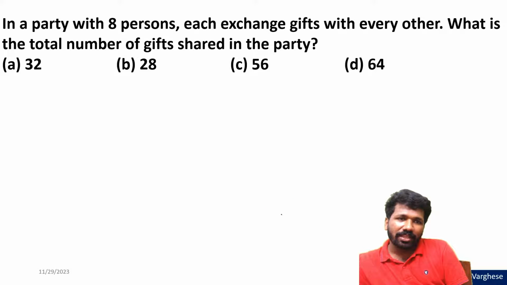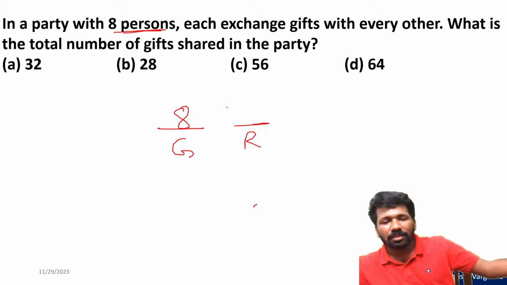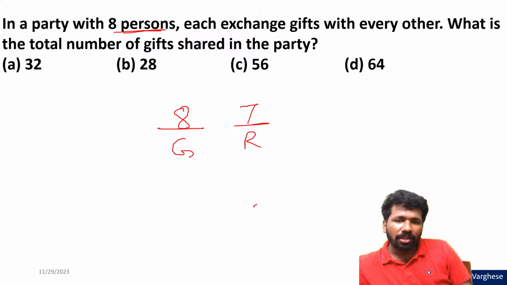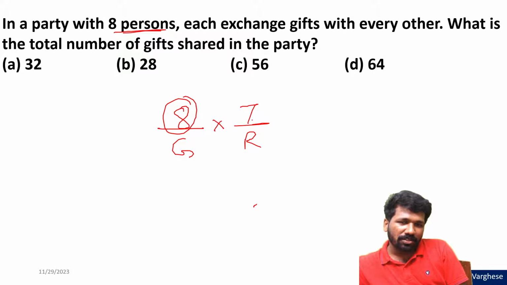8 persons are there and everyone is sharing gifts. For a gift there is a giver of the gift and a receiver of the gift, just like a handshake. So the giver of the gift can be any of these 8 people. Now 8 persons are there, A, B, C, D, E, F, G, H. The receiver can be any of the remaining 7 people, because the giver cannot be the receiver also. You will not gift to yourself. So 8 into 7, 56.